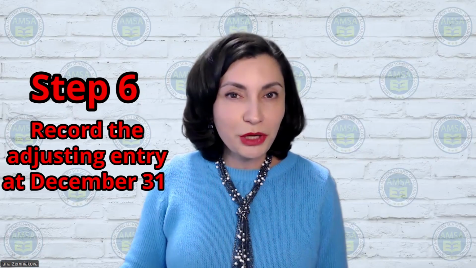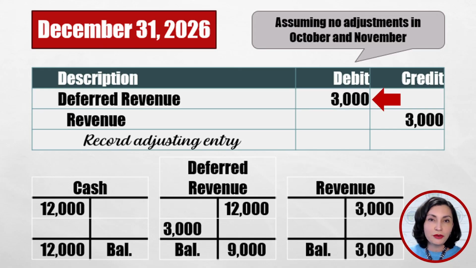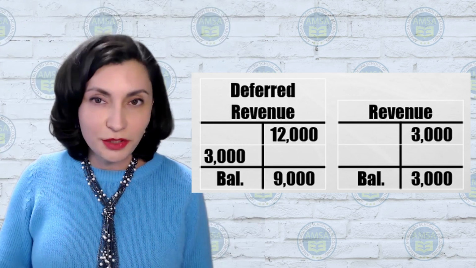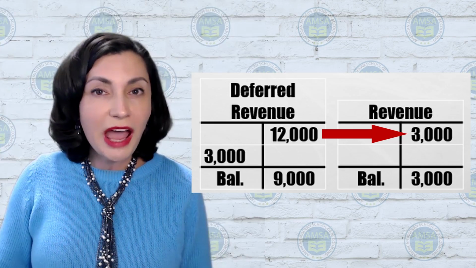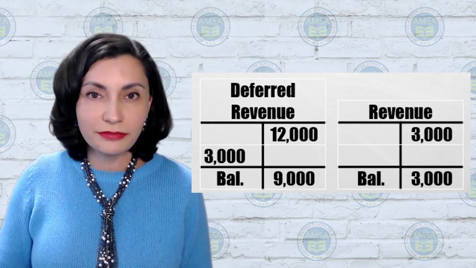Step 6. Record the adjusting entry at December 31st, the end of the accounting period. Debit or decrease deferred revenue $3,000. Credit or increase revenue $3,000. Please note, with this entry, we are moving money out of the liability account and into earned revenue. This is how deferred revenue becomes recognized revenue, as the company fulfills its obligation month by month. Voila! Your journal entries are complete.